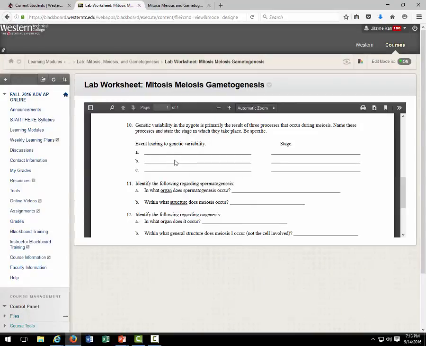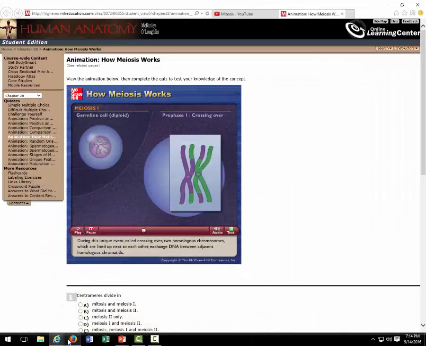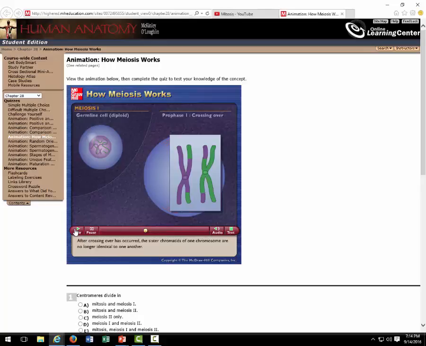So crossing over is the second one, and that is also prophase 1. And the last one is the next stage in the process. Adjacent homologous chromatids. After crossing over has occurred, the sister chromatids of one chromosome are no longer identical to one another.